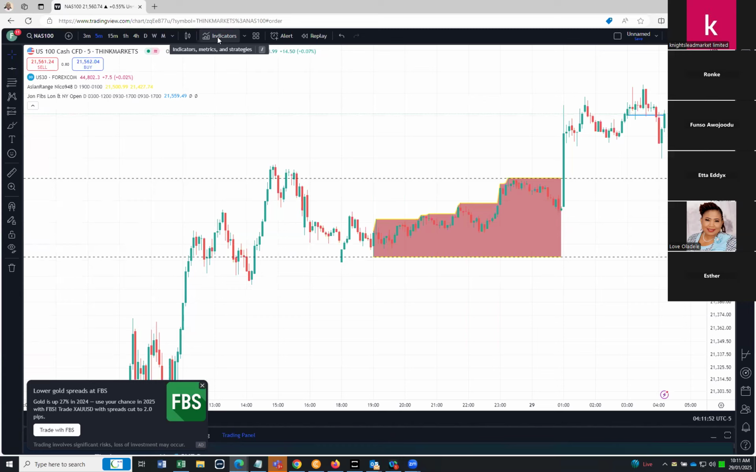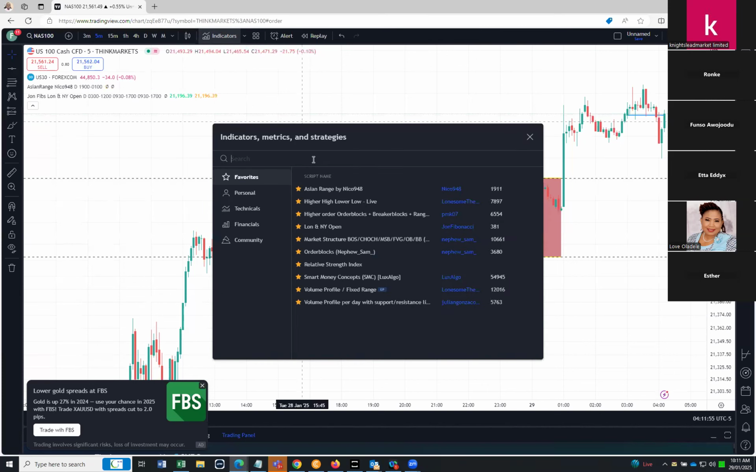So if you want to get those indicators, just come here to indicators and search for it. I've already studied it, that's why I have this Asian range. But search for Asian range by Nico 948. Then the other one is London and New York Open.